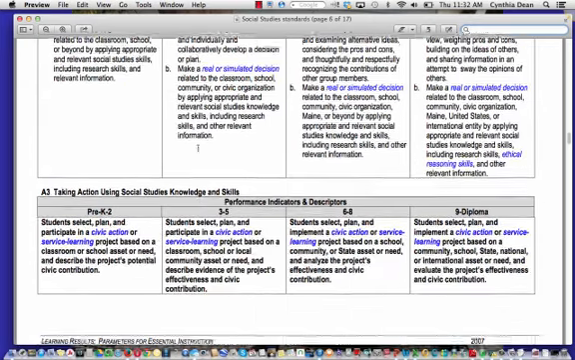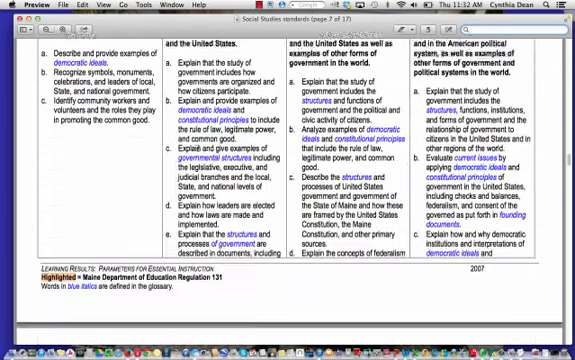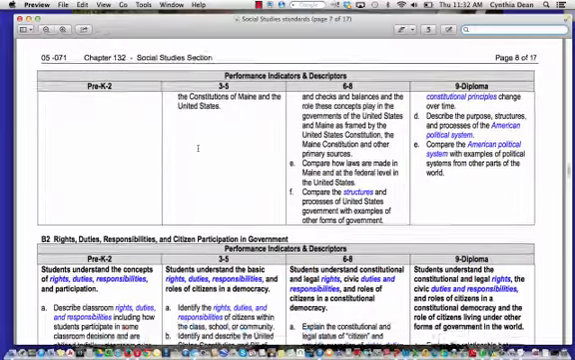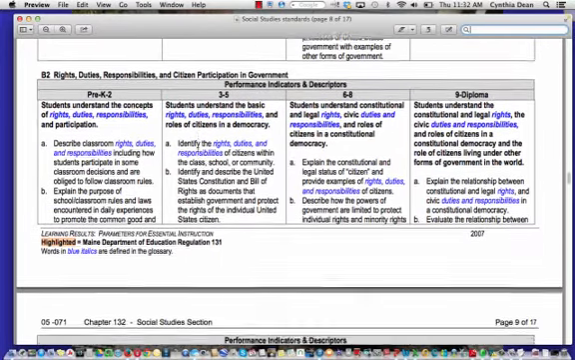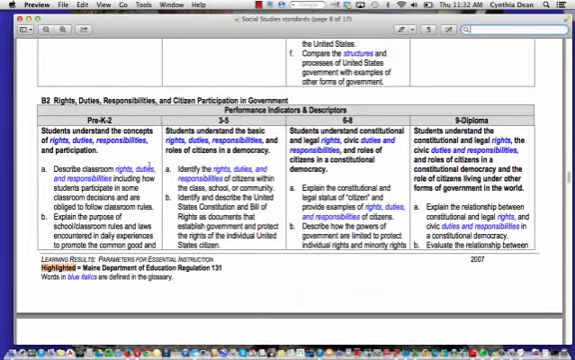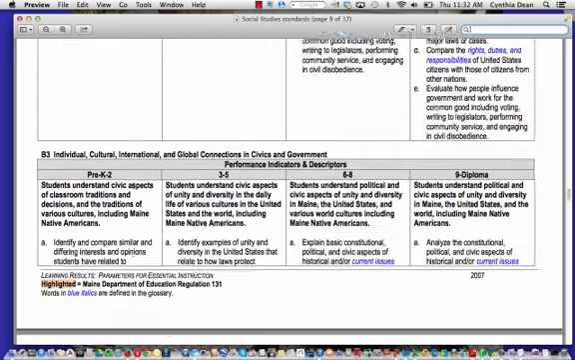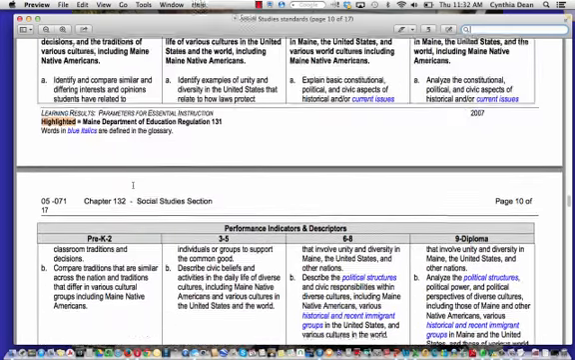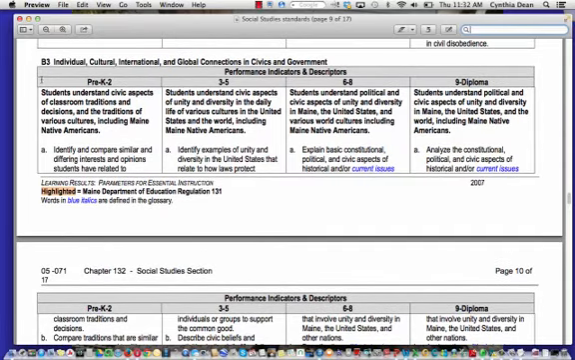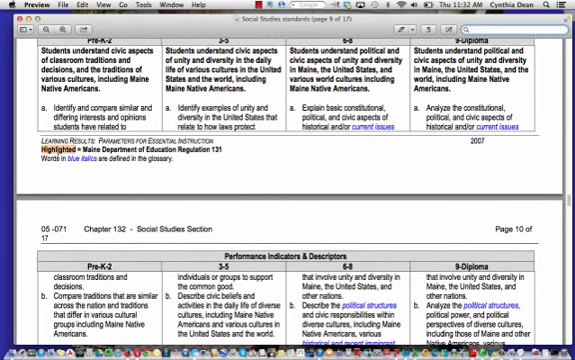All right, again here. And then I want you to pay attention to the way that these standards are written in terms of what we're asking students to be able to do. The one I wanted to get is here. So I'm looking at B3, which is individual, cultural, international, and global connections in civics and government. Notice how in the lower grades, they're asking them to identify and compare to their classroom traditions. So it's more inclusive of looking at the classroom traditions.